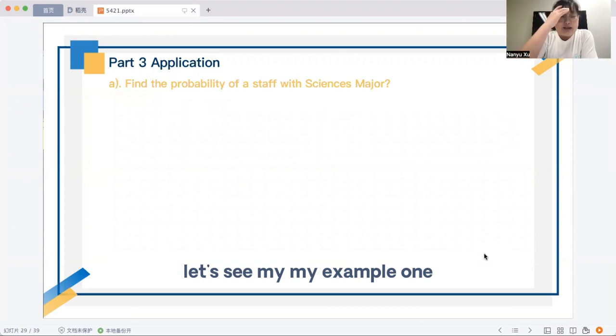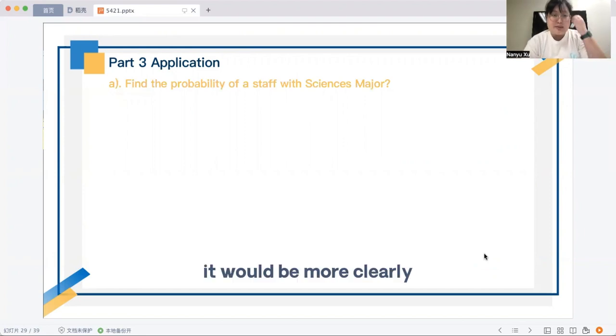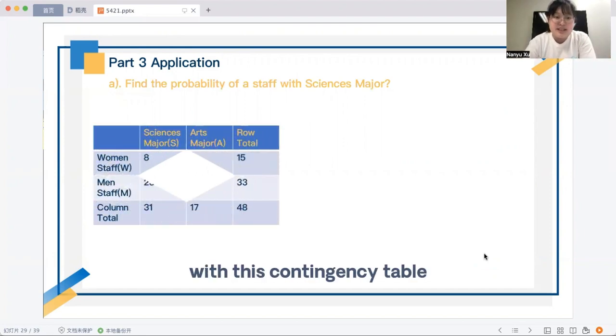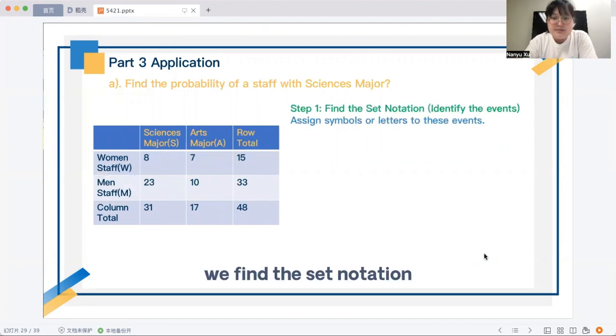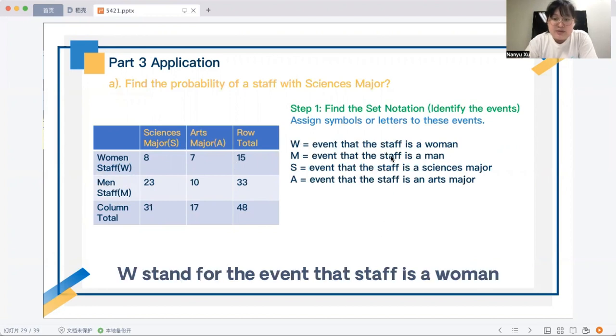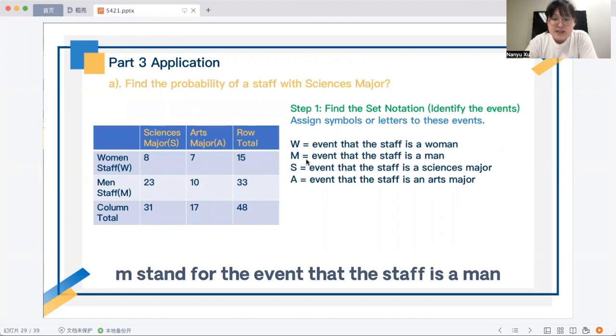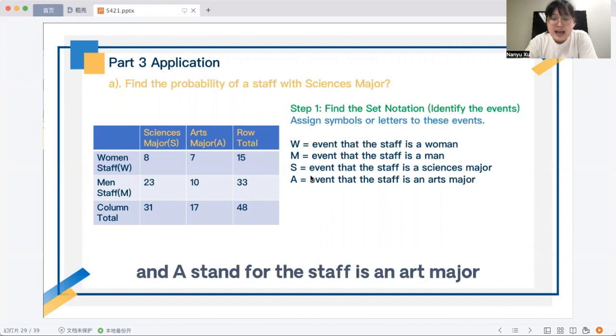Let's see my example 1. Find the probability of a staff member with a science major. It will be clearer with this contingency table. We find the set notation like in these 4 events. W stands for the event that the staff is a woman. M stands for the event that the staff is a man. S stands for the event that the staff is a science major. And A stands for the event that the staff is an arts major.